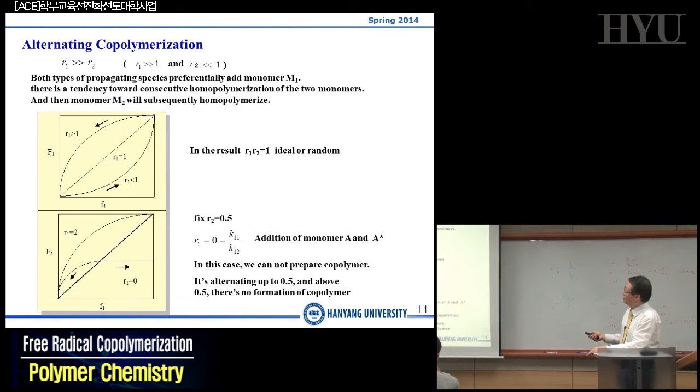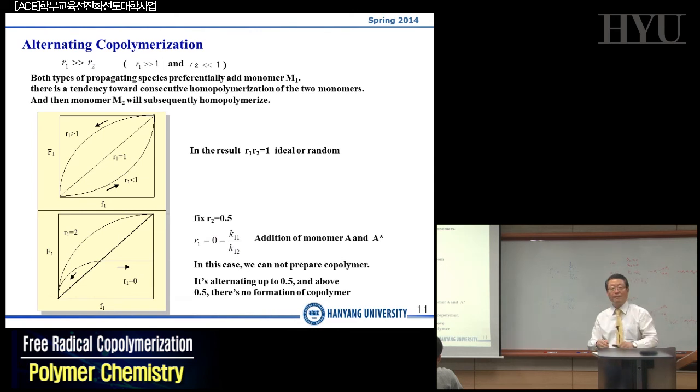If R1 times R2 is equal to 1, then it means that R1 might be 1, or R2 might be 1, or R1 might be 2 and R2 might be 0.5. Okay? If R2 is equal to 2, then we have this curve, meaning that when you add 50% of your monomer 1 in your feed, then you come up with a larger percent, like 80%, of your copolymer when you feed about 50-50 of the monomer composition, monomer mole fractions.